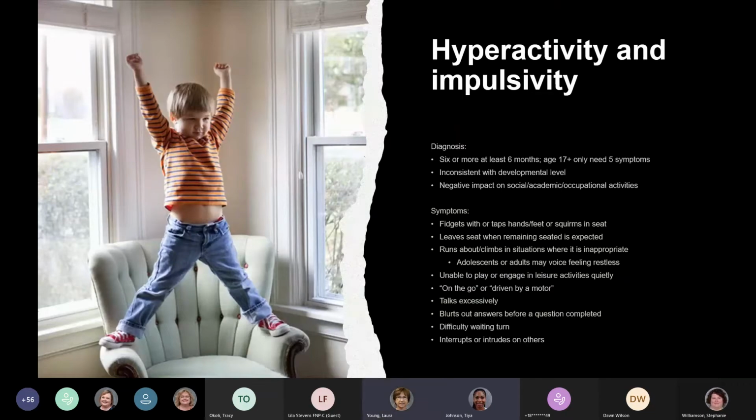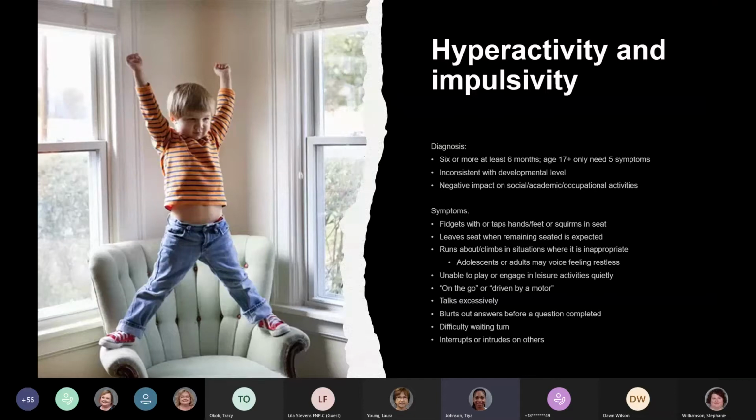Now, as for the hyperactivity and impulsivity component of ADHD, again, you need 6 or more of the following symptoms. If you're 17 and older, you only need 5 of the symptoms. And again, for at least 6 months, they are inconsistent with the developmental level and negatively impact social, academic, and occupational activities. So these symptoms of hyperactivity and impulsivity include often fidgeting or tapping hands and feet, or squirming in their seat, unable to remain seated still.